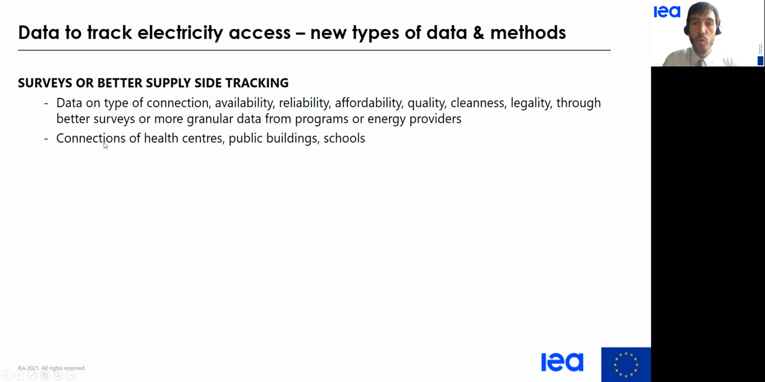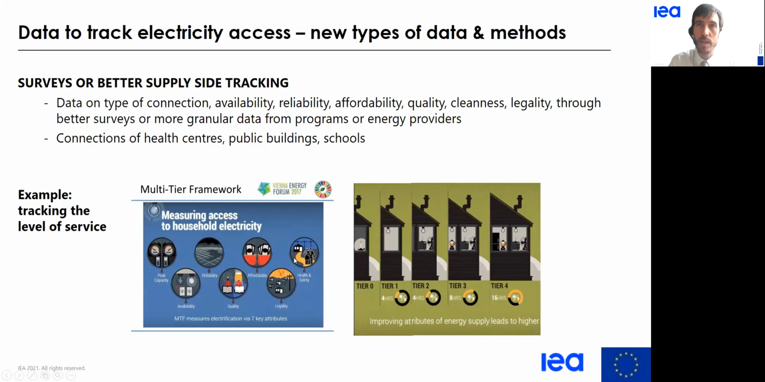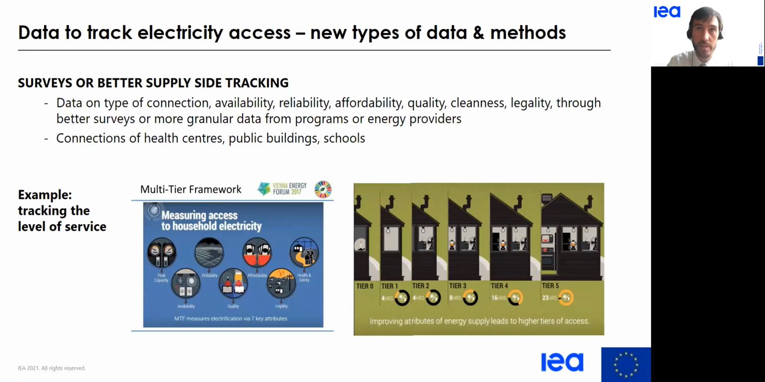So there are also new ways and new topics we're trying to work on, trying to go beyond this binary information of connected, not connected, but understanding availability, reliability, quality of the connection, and also getting all information not only on household but on health centers, public buildings, etc. There is, of course, the World Bank multi-tier framework, which aims, based on surveys, to capture better the level of service and the quality of service provided.